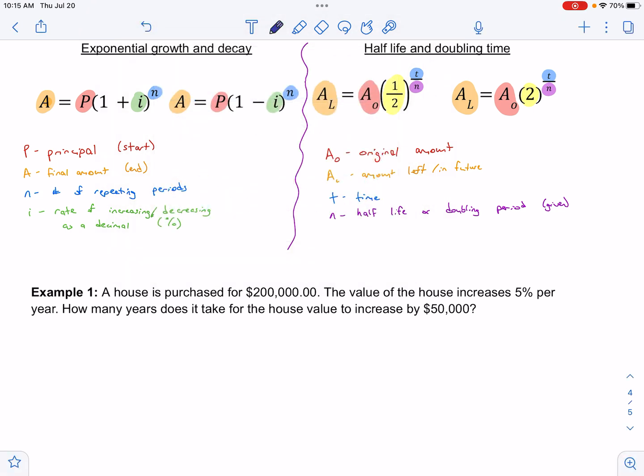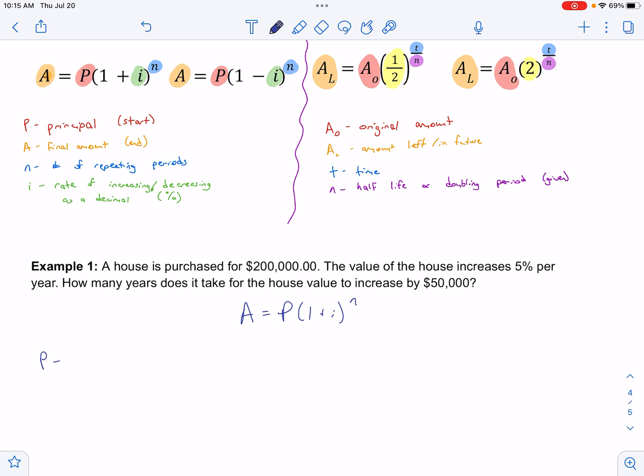First things first, I recognize that I am not dealing with a half-life or doubling time because nowhere in the question did it say anything about a half-life or a doubling period. So these formulas are out. It is asking me to increase, and so I am going to be selecting the formula with exponential growth. A is P(1 + i)^n.